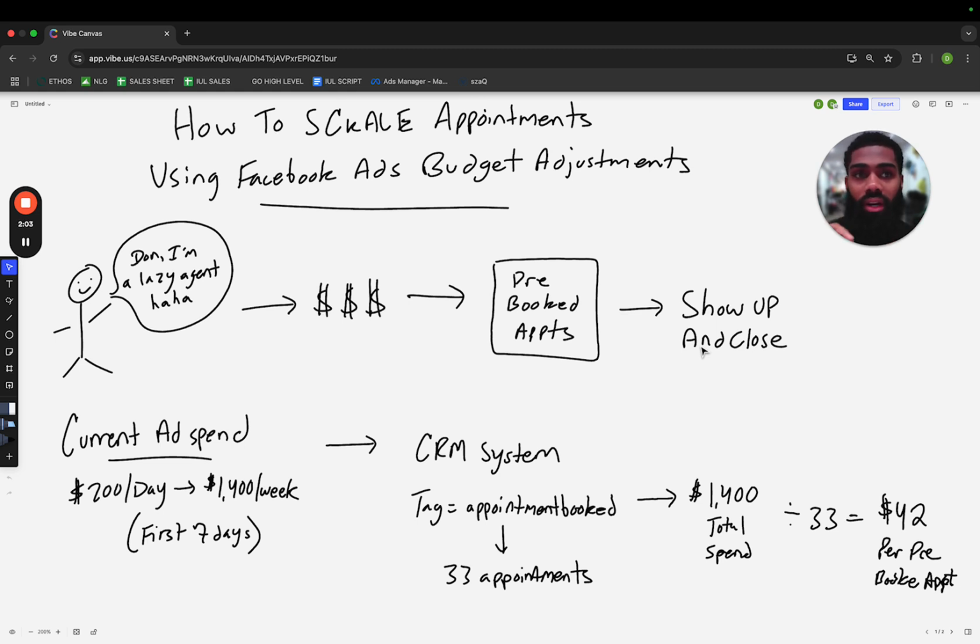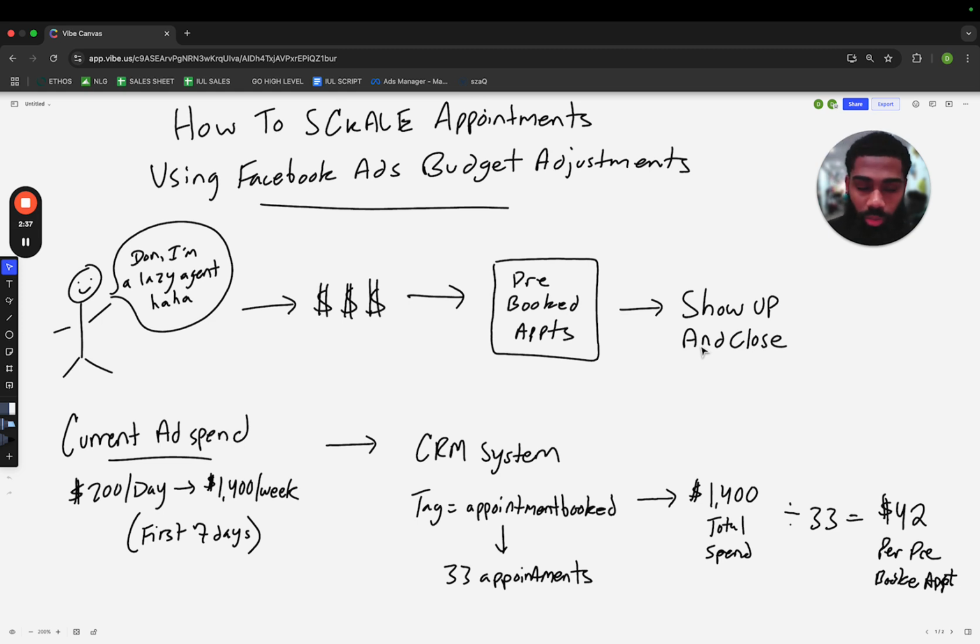For those of you who are already clients of ours, when you go inside of the CRM system, or if you're not a client, I'll give you the game here. You go into Go High Level, and you want to make sure that there's a tag that says appointment booked every time one gets pre-booked on your calendar. The system should automatically do it. When you go into your CRM system and search for the appointment booked tag, it's going to tell you how many appointments got booked in a desired period of time. We were looking at a 7-day window.